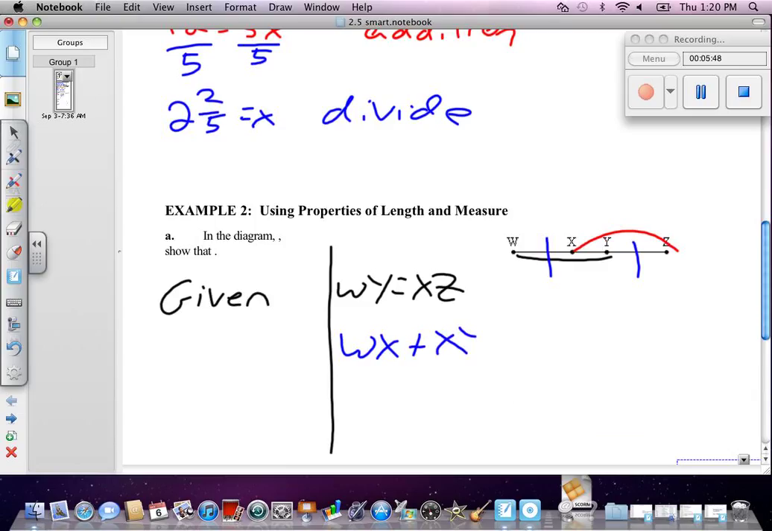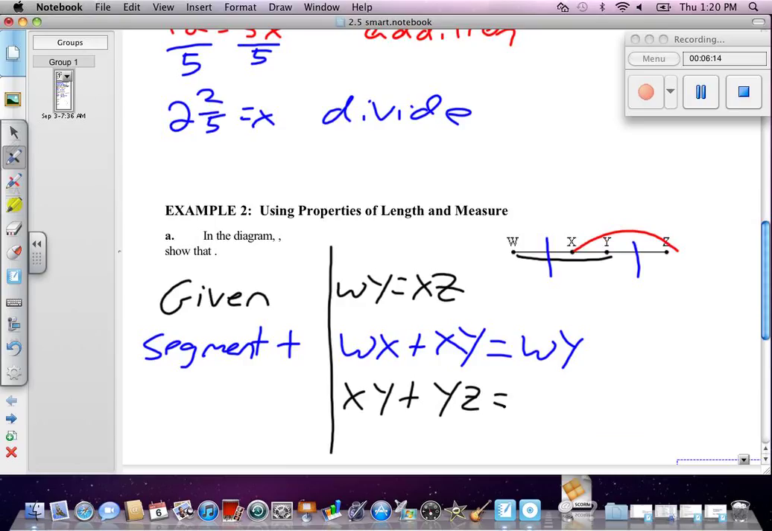Then I'm going to say that WX plus XY equals WY. And what is that called? Segment addition. Good. I'm also going to say that XY plus YZ equals XZ. And that's also segment addition, so it's just the same thing. When I write those little quotation marks, it means same as above.